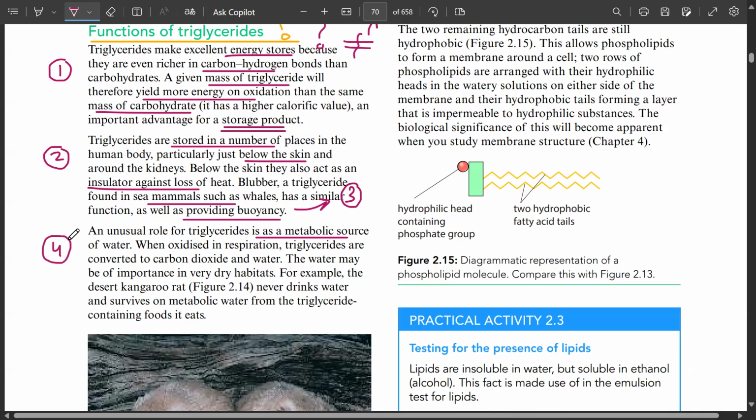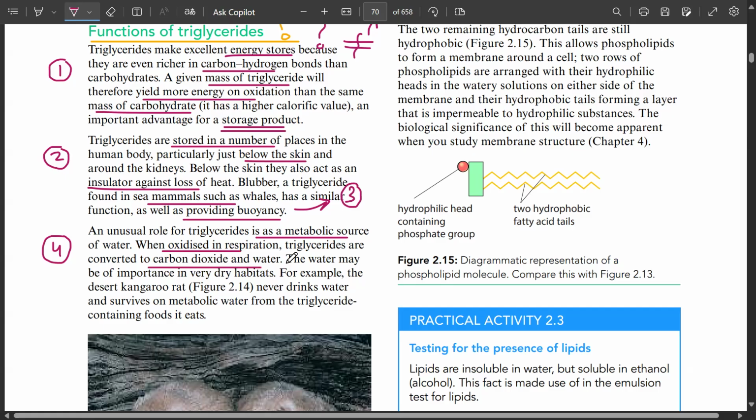Even if there are two people who are very thirsty, the fat person would have still some stores of fat that can be converted into water. That is known as fat burning. When these fat stores are oxidized in respiration, triglycerides are converted to carbon dioxide and water.